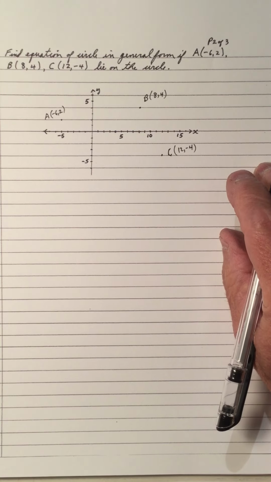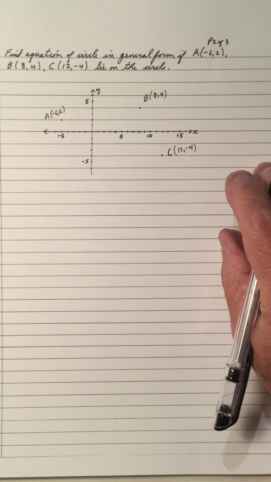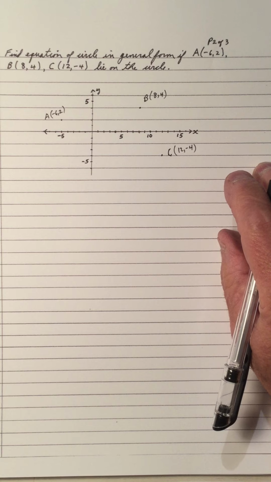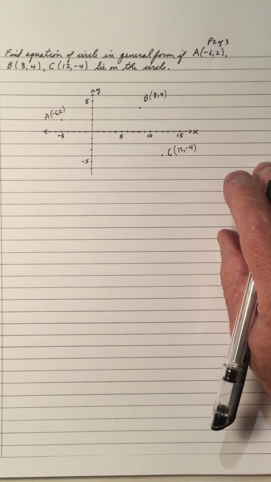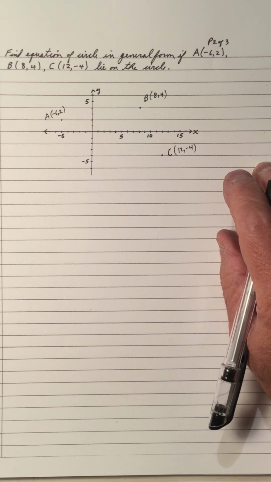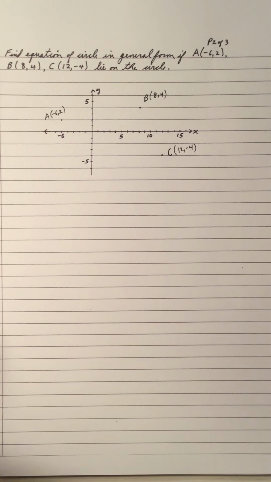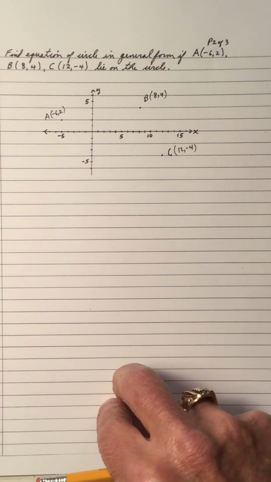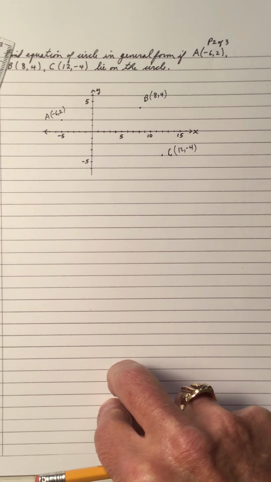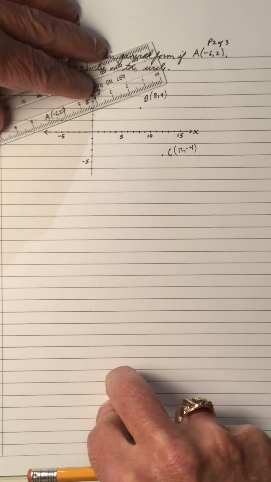So how are we going to find the equation of a circle? To get the equation of a circle, we need the center and the radius. So how are we going to find the center? Well, when we did congruent triangles, we did some proofs on perpendicular bisectors. And the proofs on perpendicular bisectors lead me to find the center of a circle.